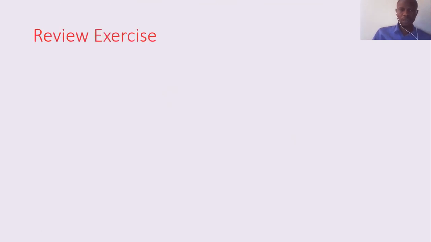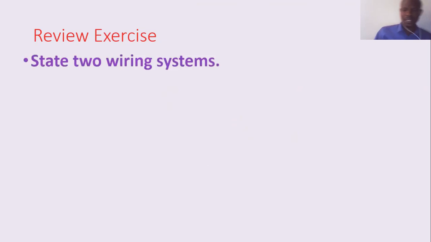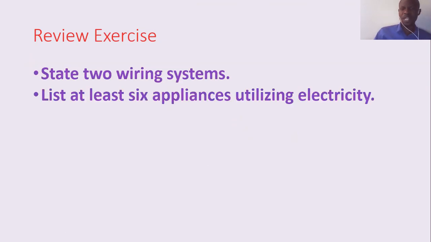So let's look at the review exercise. The first one is: state two wiring systems. The two wiring systems are the surface wiring and the conduit wiring system. Then: list at least 6 appliances utilizing electricity. We have TV, we have fan, we have AC, air conditioner, we have electric cooker, we have electric iron, we have electric cooking pots, and so on like that.